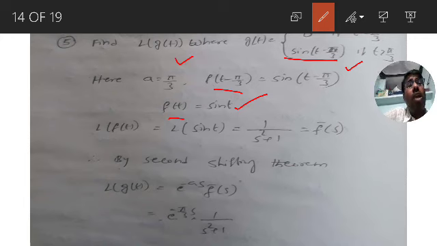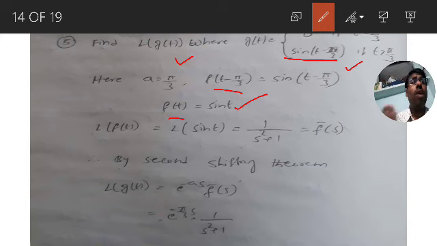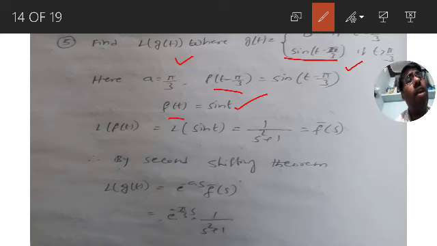What is f of t? F of t is sin t. Are you able to get it? You need to get this one. From the problem, you are having f of t minus pi by 3, from the problem itself, you are getting sin of t minus pi by 3. So now instead of f of t minus pi by 3, we need f of t. So replace t minus pi by 3 by t. You get f of t is equal to sin t.